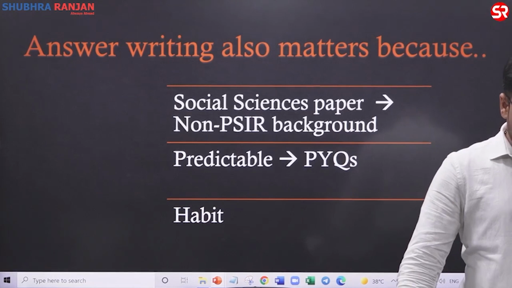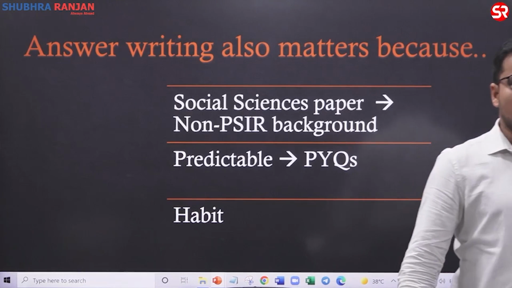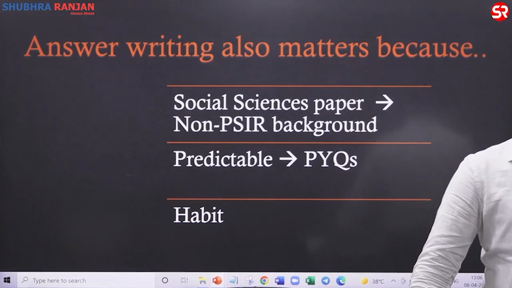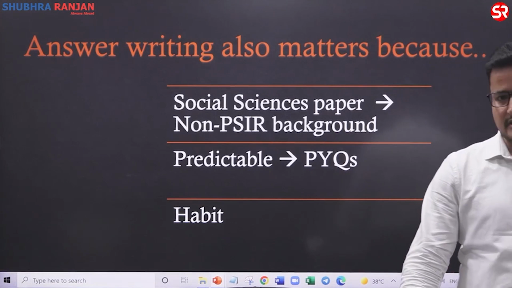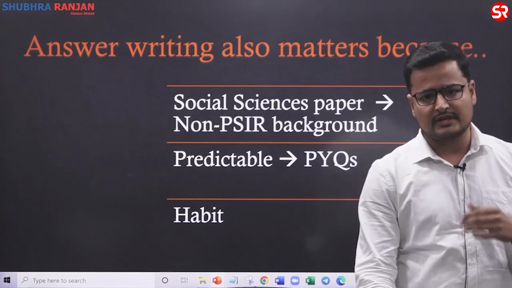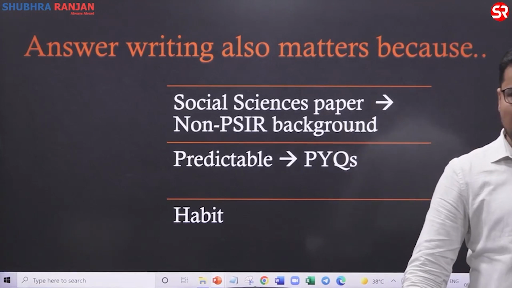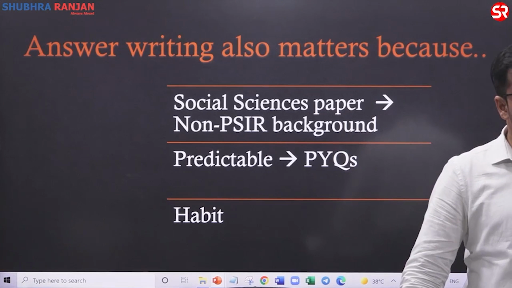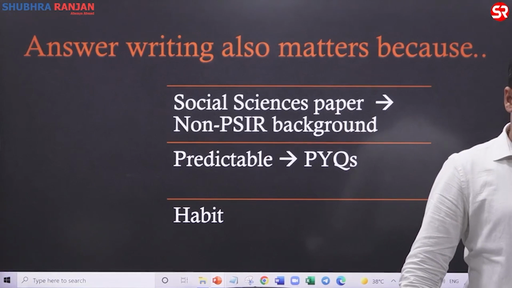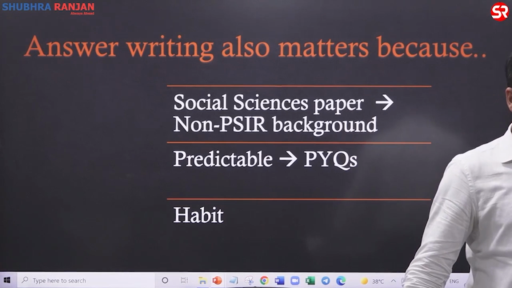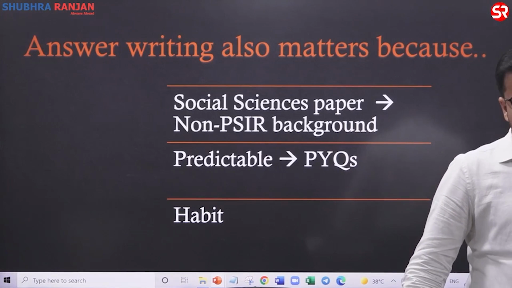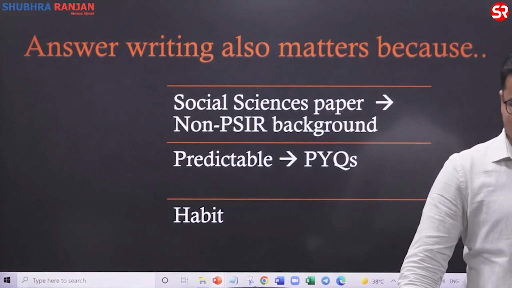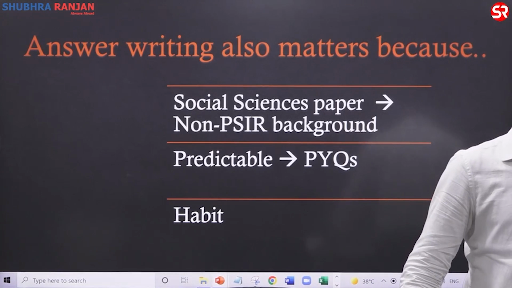Secondly, in optional, not in GS, in optional, the paper can be predicted to a larger degree. If you go to the previous year questions, especially in Paper 1 Section A, in the thinkers part, the same questions repeat in some form or the other. So if you are preparing, let us say, 10 questions on Plato, a question will come from there somewhere, and if it doesn't, you can write from the same material. You can predict, because where else will you generate new information on Plato from? So you have to optimize the information given in the class and predict the question that can be asked.